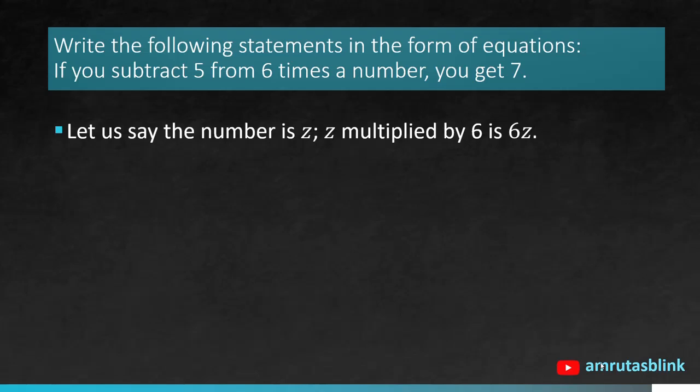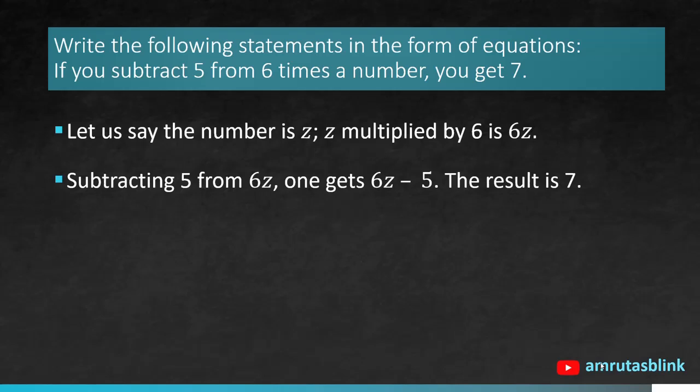As per the BODMAS rule, what we need to take initially is multiplication or division. So first of all, the number is multiplied 6 times. Let's say z is multiplied by 6, then 6 into z, so 6z. Then you subtract 5 from 6 times the number, so 6z minus 5, and after that the result obtained is 7. Hence we can say the given equation is 6z minus 5 is equal to 7.